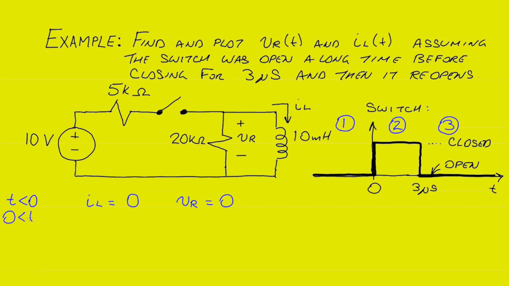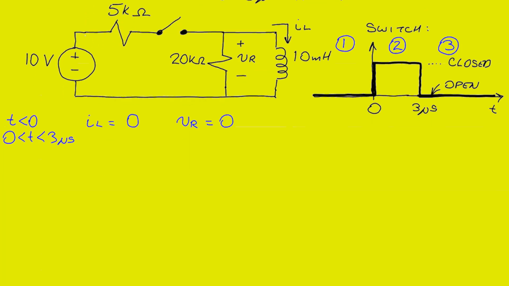Now we'd like to analyze the circuit for time greater than 0 but less than 3 microseconds. In this time period, the circuit does not know that the switch will open at 3 microseconds, so we can just evaluate it assuming that the switch will remain closed for the whole time period. And we'll worry about what happens at 3 microseconds once we have an equation for the current and the voltage. To begin our analysis, we'll just give ourselves a bit more space here.